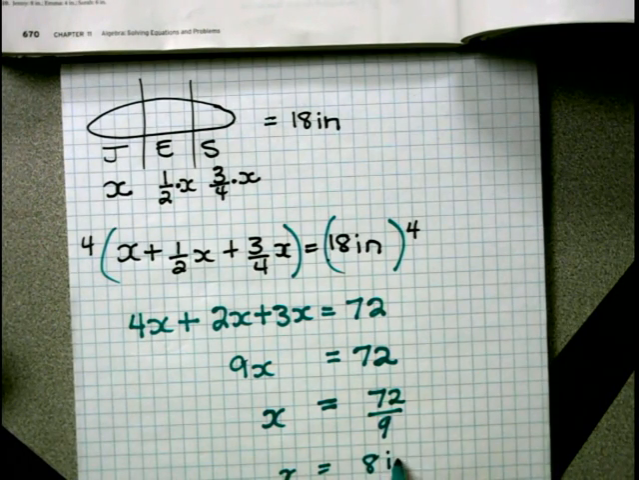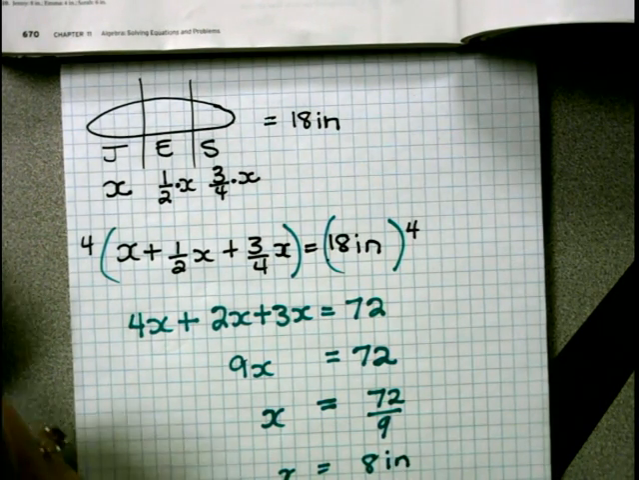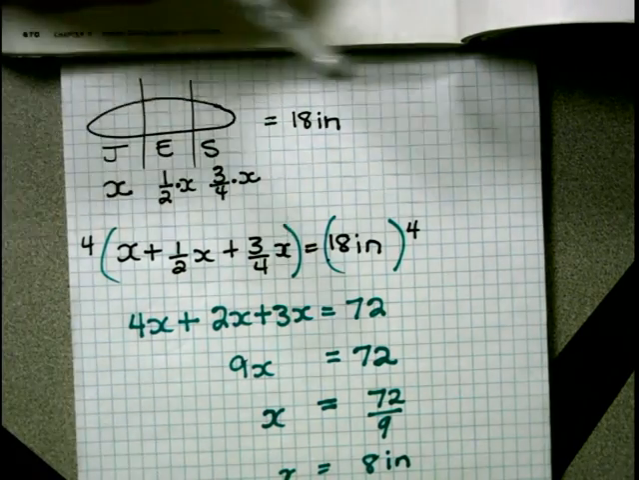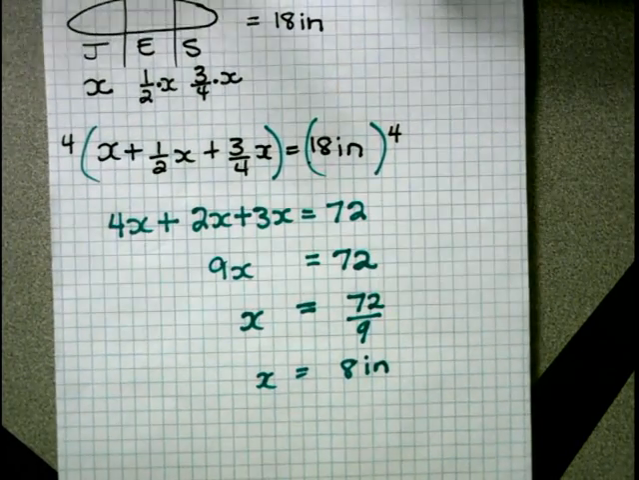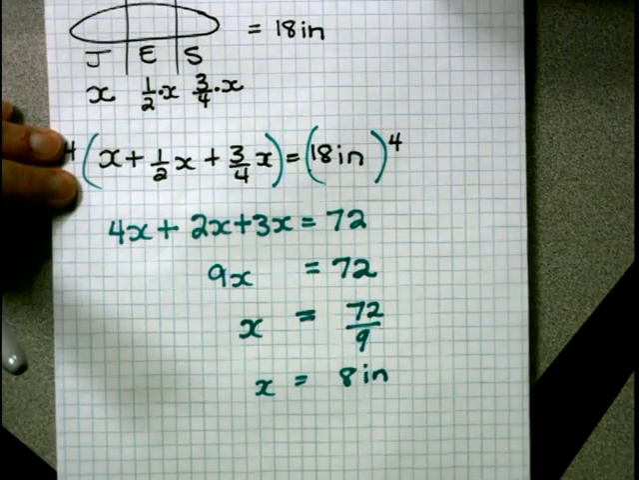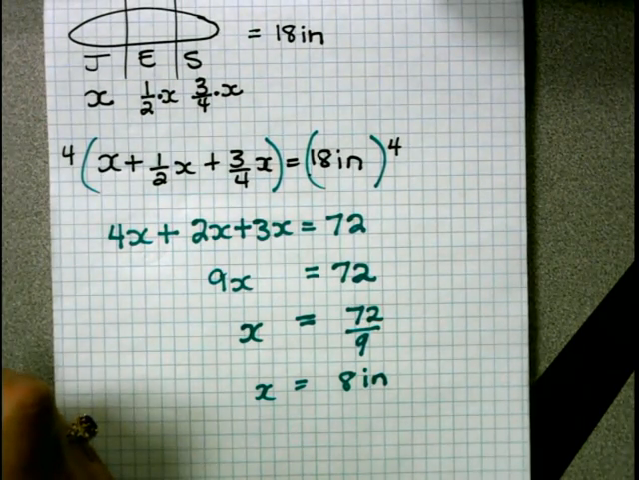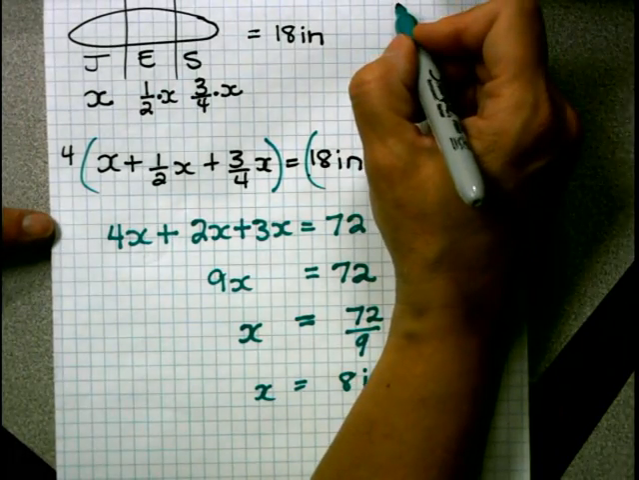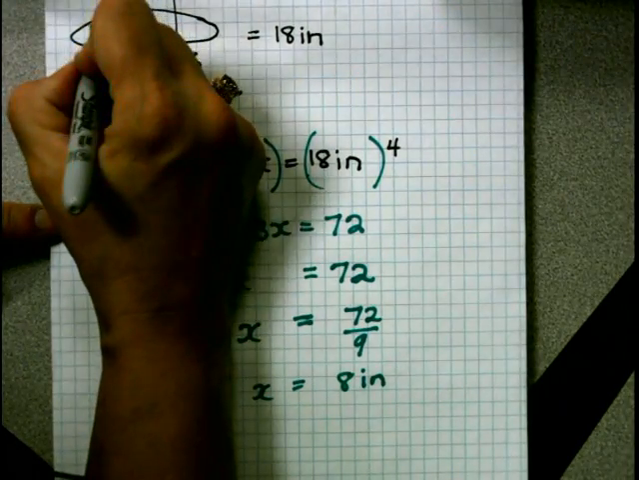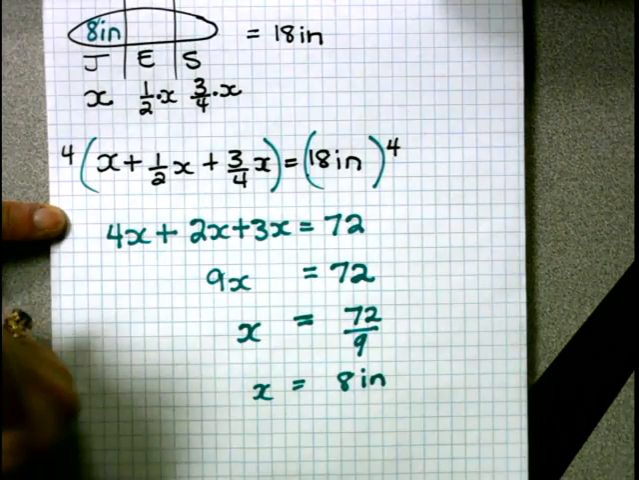Now to solve for X, we say X is equal to 72 divided by 9, which is 8. So X is 8 inches. Going back to the sandwich, we see now that Jenny has X, which is 8 inches. So I'll say that that is 8 inches.